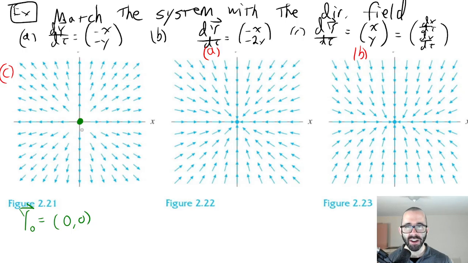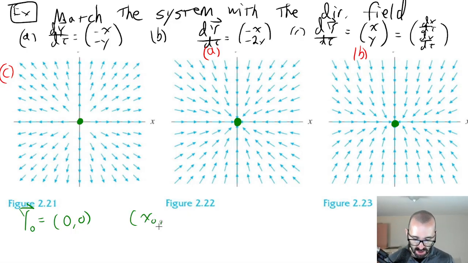We're stuck here forever. Don't we have a word for that? We do. We'll talk about it in the next video. This is an equilibrium solution. In fact, all of these have equilibria at 0, 0. They all have equilibria right there.